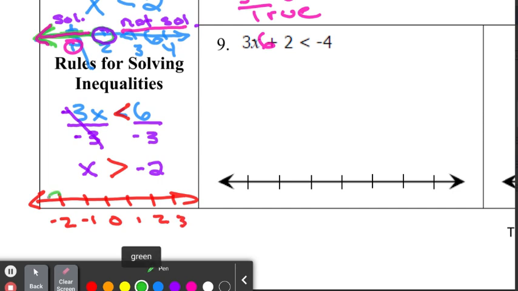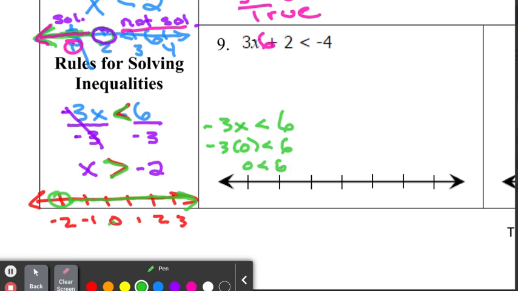So I'm going to put a dot on negative 2. And my arrow is going to the right. Okay, this arrow. So if I check this, negative 3x less than 6, there's my original problem. And I'm just going to plug in a 0 because 0 is easy. That's on our arrow. 0, that's true. Alligator mouth is biting the 6.